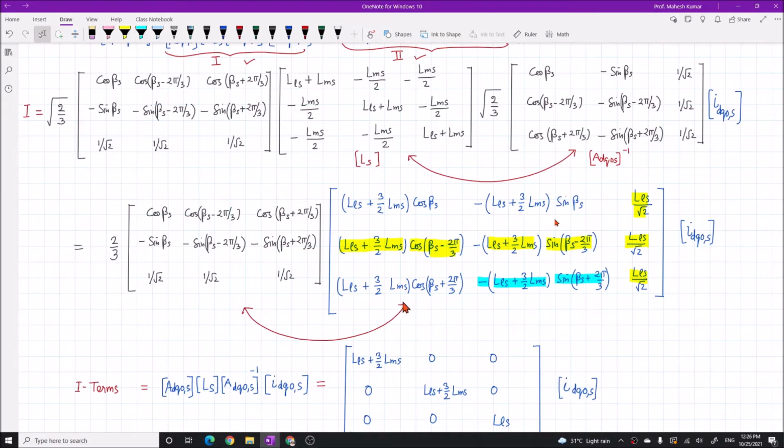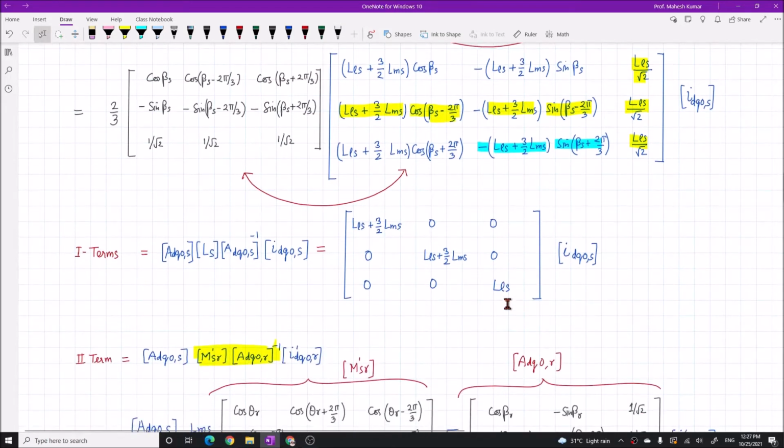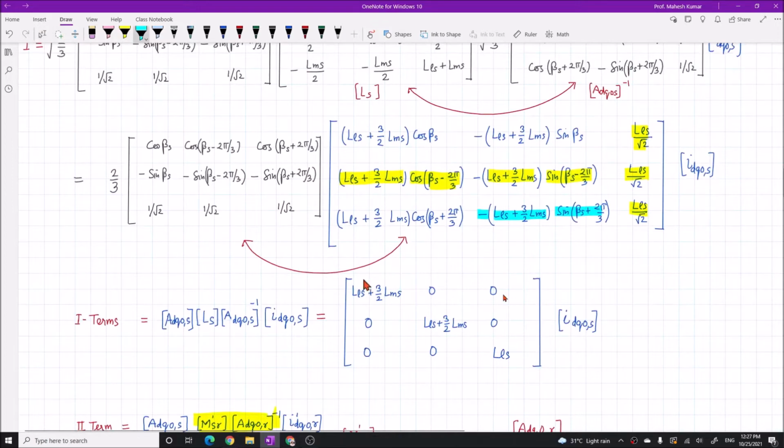So now we have to multiply this matrix and this matrix. If we multiply these two matrices, again do it element by element. Okay, the first element will be this whole row into this column. So first row into first column becomes the first element, and then simplify that first element. You will get this term LLS plus 3 by 2 LMS. Interestingly, the second term is 0, the third term is 0 of this first row.